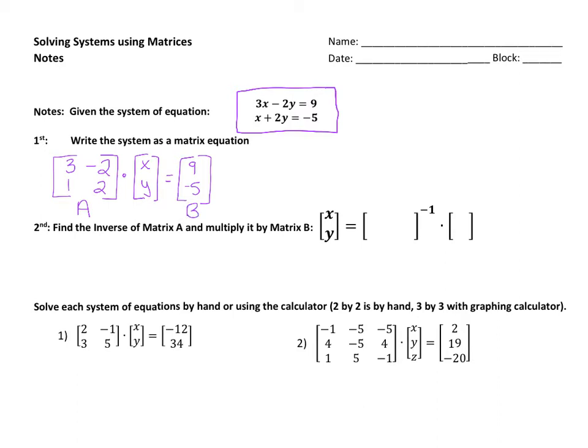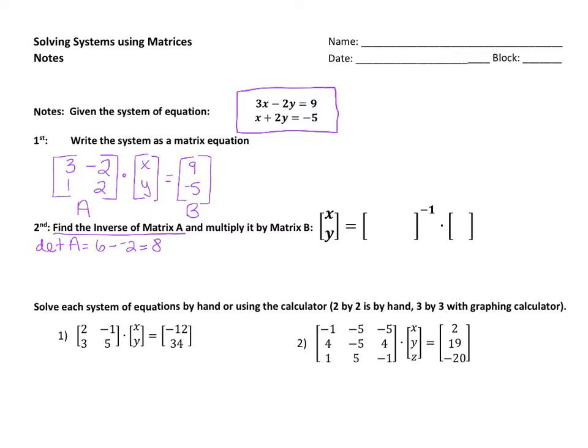B. Now, when we are trying to solve for x and y, the first thing we're going to do is find the inverse of matrix A. And we learned how to do this the other day, but I'll quickly review. So when we're finding the inverse of matrix A, the first thing we need to find is the determinant of matrix A. And remember, that's AD minus BC. So that's 3 times 2, which is 6, minus -2 times 1, which is -2. So the determinant of matrix A is going to be 8.